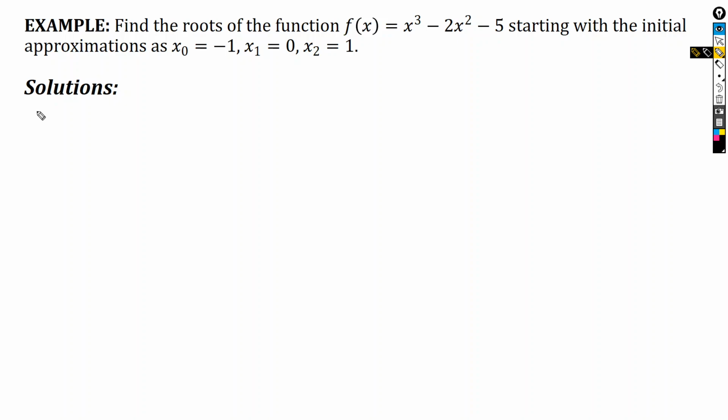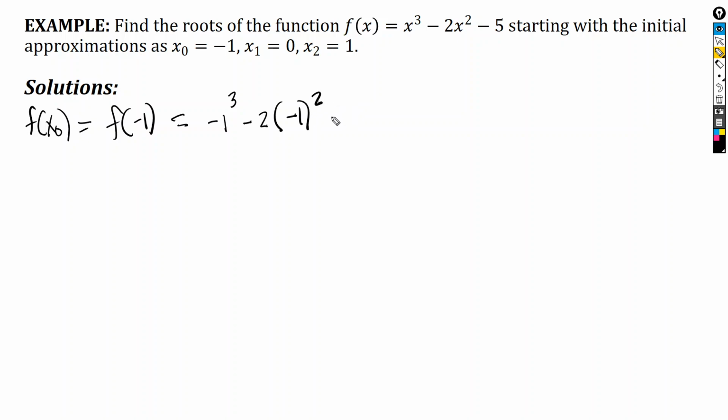So for f of x0, we have f of -1. Okay, so we have to evaluate this using the function: -1 cubed minus 2 times -1 squared minus 5. So we have here -8, because -1 cubed is -1, minus 2 times -1 squared, which is 1, times -2, minus 1 that is -3, minus 5 that is -8.